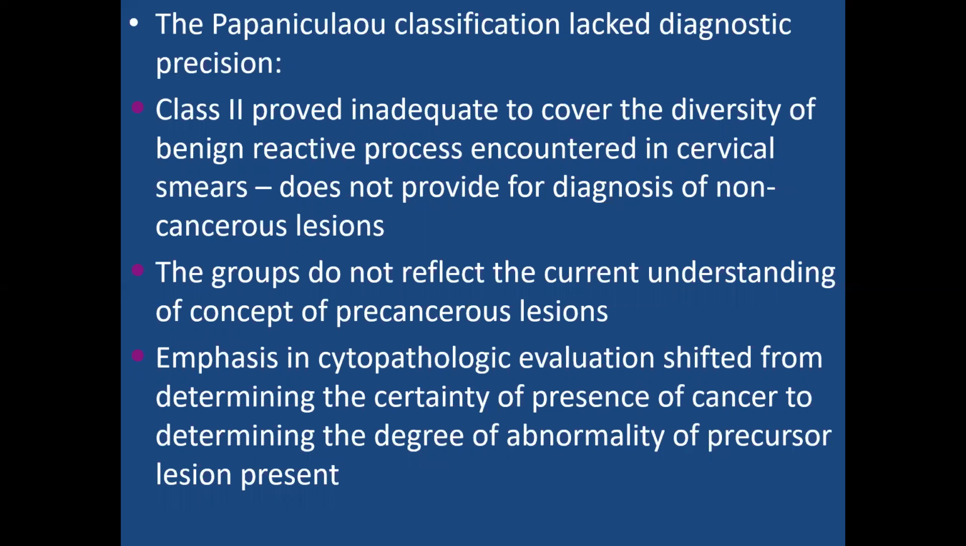But there were problems with it. And as we said earlier on, terminology is not static. As we begin to learn more and more and gain more knowledge about disease, these things do change. So Papanicolaou's classification actually lacked diagnostic precision. One example is that class 2, which was reserved for minor cellular abnormalities which are considered benign, proved inadequate to cover the diversity of benign reactive processes encountered in a cervical smear.